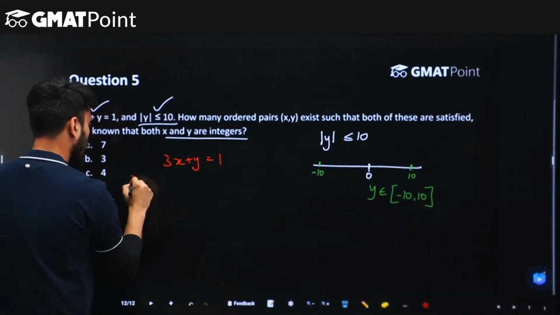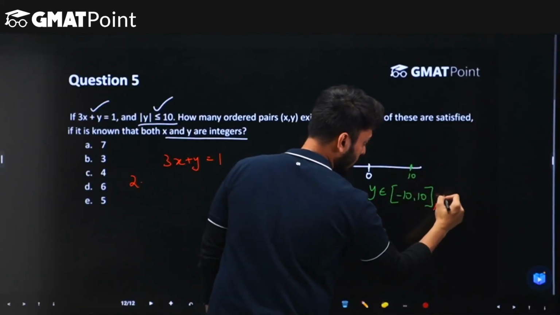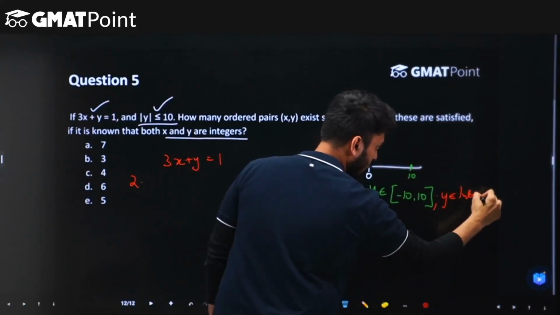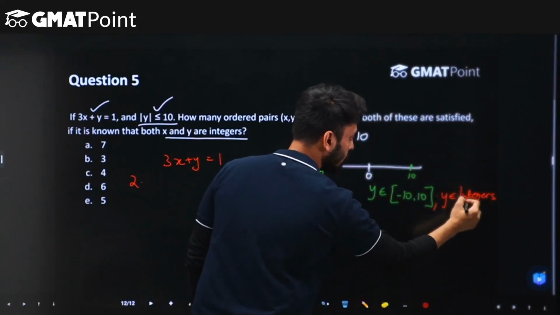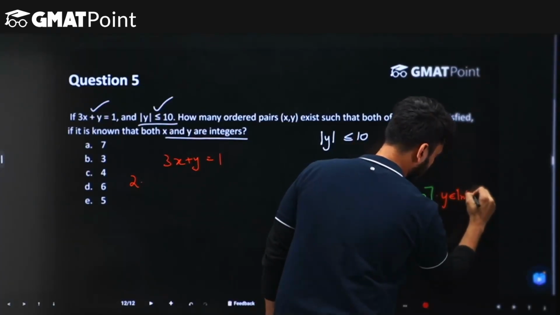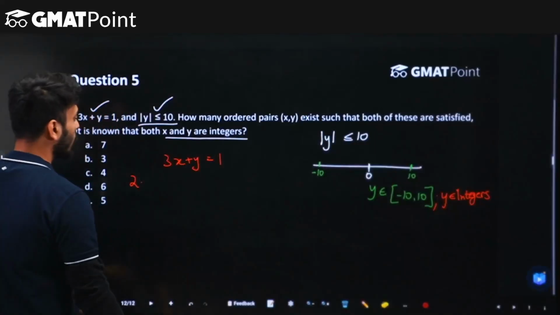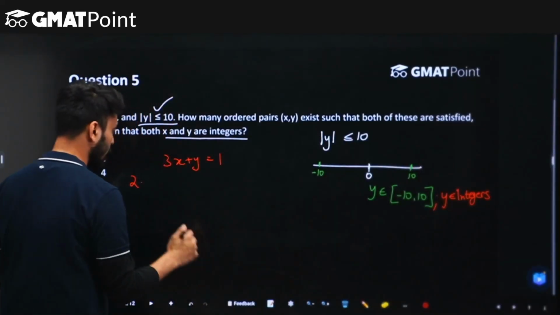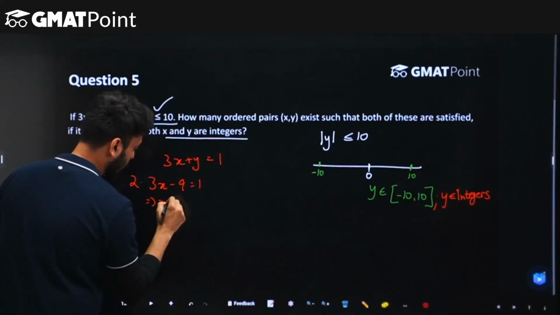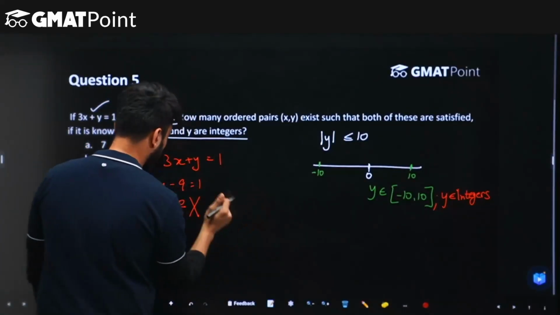In the second value, I have y equal to minus 9. And just to be on the safer side, we'll write this down as well, that x and y are integers. Let me write this down in readable handwriting. Integers, right? In the second value, I have y equal to minus 9. So we have 3x minus 9 equal to 1. We have x equal to 10 by 3. Also not an integer, so not a valid solution.